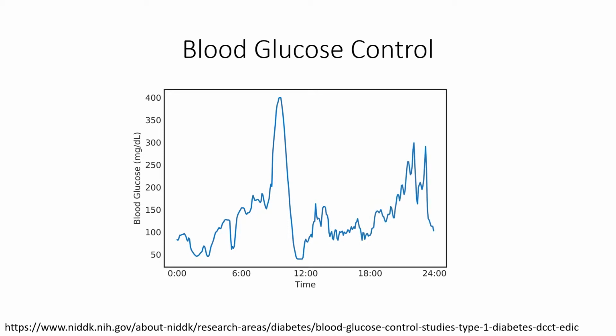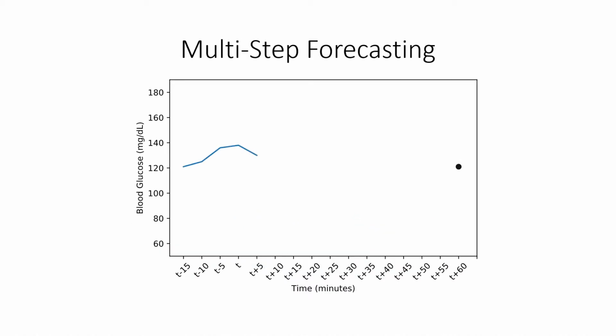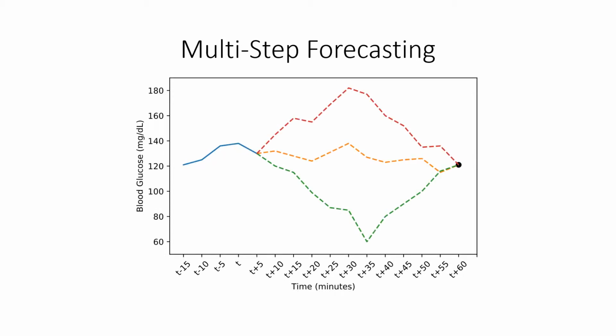By reducing periods of high and low blood glucose using machine learning methods, we can reduce the risk of complications and improve outcomes. While predicting future values, as shown, can be important, predicting trajectories of values, known as multi-step forecasting, can be even more meaningful.